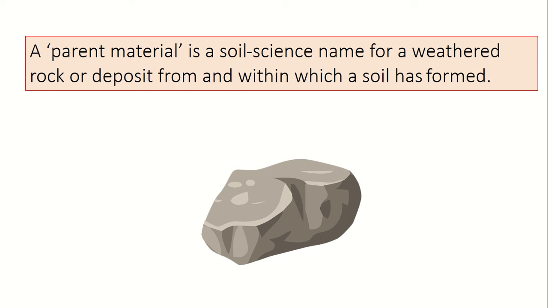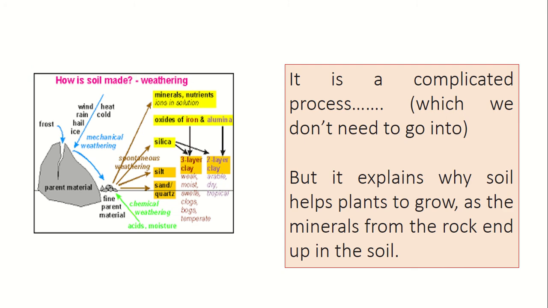Now, basically, a parent material is a scientific name for a weathered rock or deposit from a rock from which a soil has formed. So, for example, the parent material might be a certain type of sedimentary rock, or the parent material might be a certain type of metamorphic rock. And as it is weathered, tiny parts of rock and mineral are eroded away, and that forms the base of our soil. Okay, so it forms that basic part of our soil.